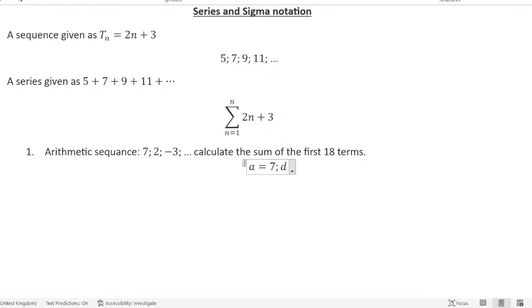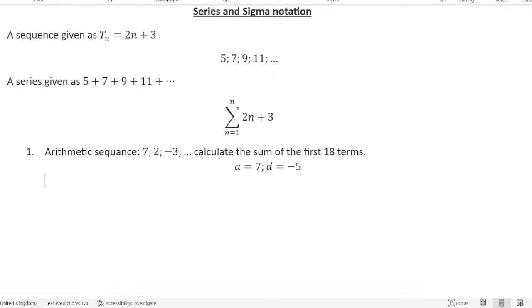Then the value of d, the common difference. So d is the successive term minus the previous term, so it's t2 minus t1. So d will be equal to negative 5. The value of d is negative 5.